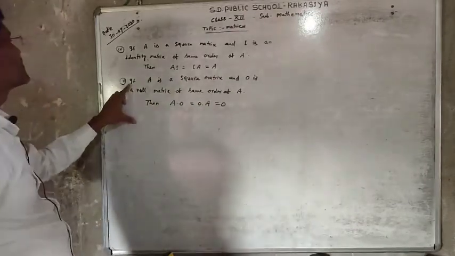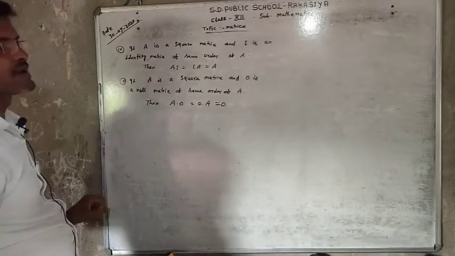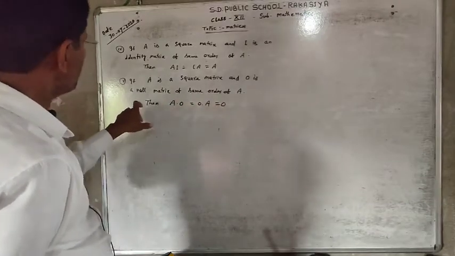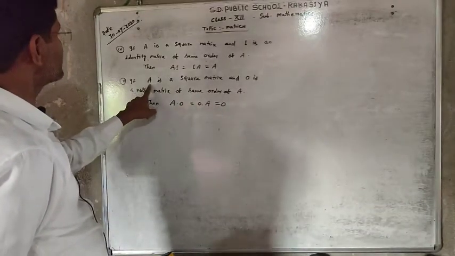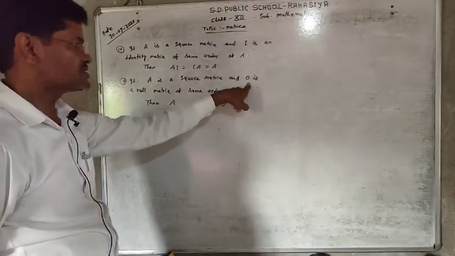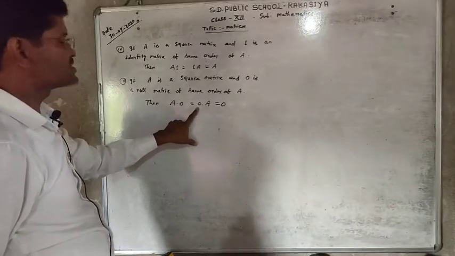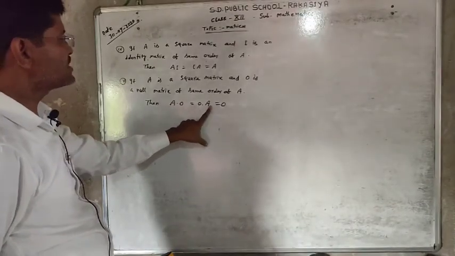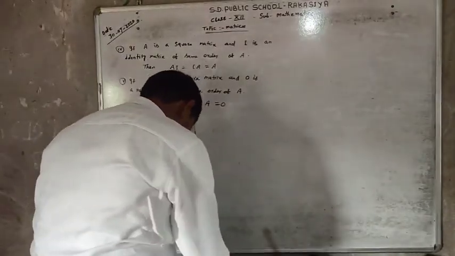Similarly, the next property: if A is a square matrix and O is a null matrix of the same order as A, then A into O and O into A both can exist, and A into O and O into A will be equal to 0.